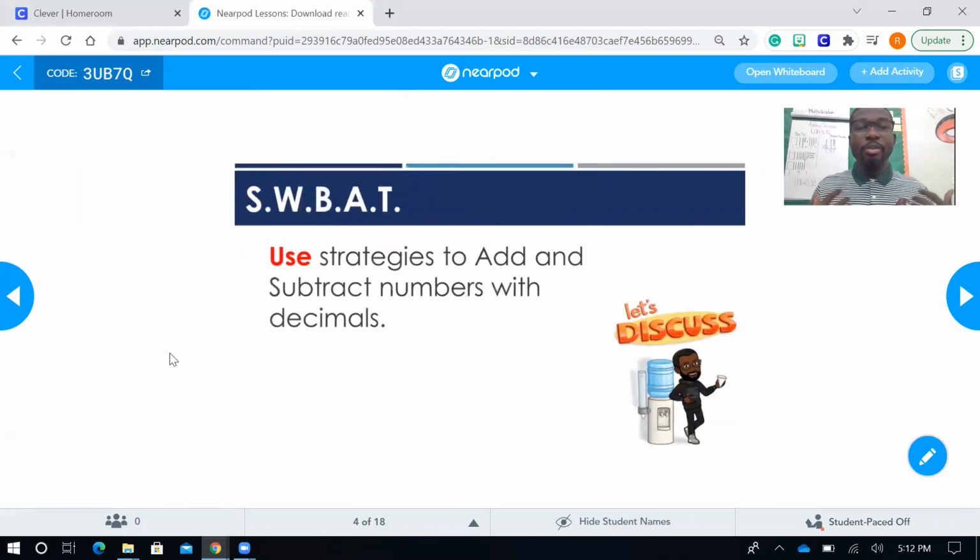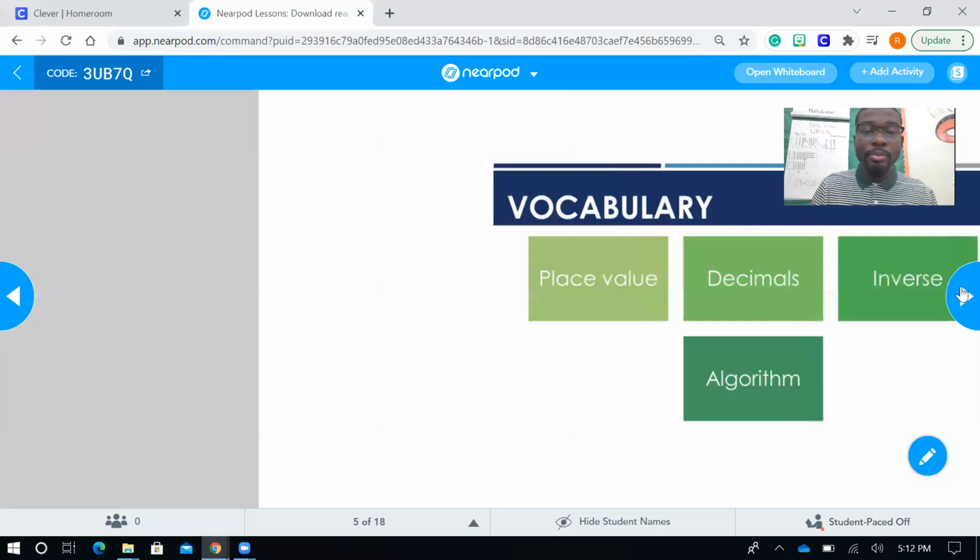All right. So, SWABOT. SWABOT is an I can statement, and this statement is going to be our guiding focus for getting through the actual lesson itself. Our SWABOT states: use strategies to add and subtract numbers with decimals. So that's our whole focus, adding and subtracting decimals, but we're specifically going to center ourselves around subtracting.